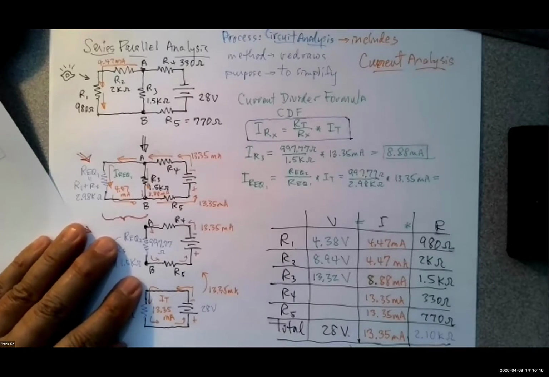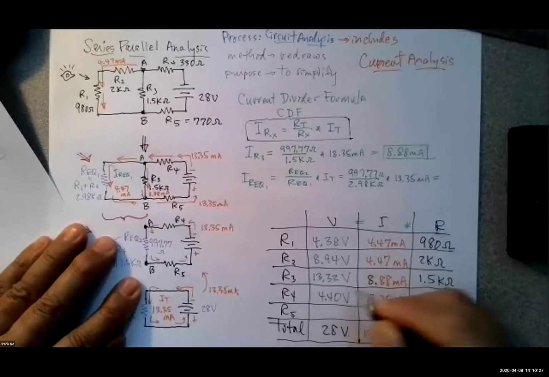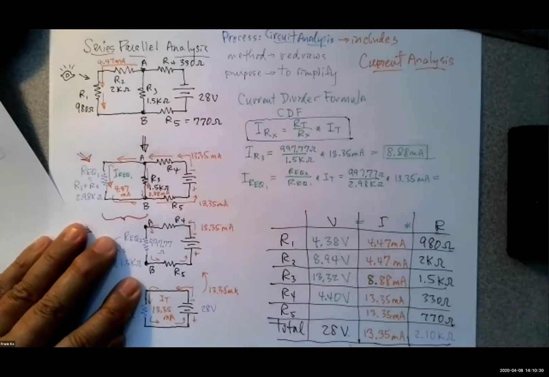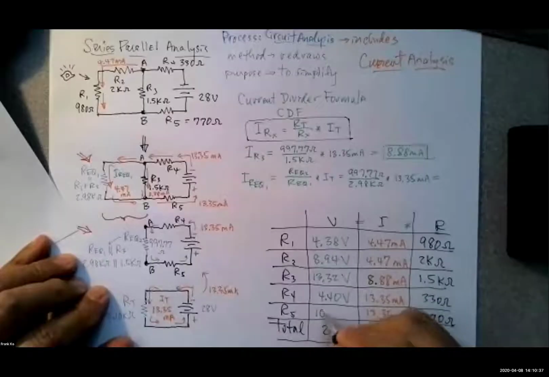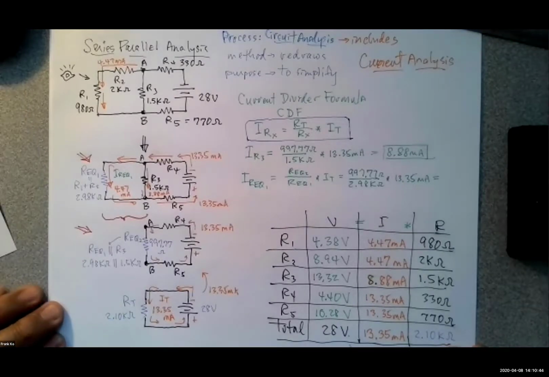The next calculation, Pauline, for VR4. VR4 is 4.41 volts. Okay, I have 4.40 volts. We're good. We're within a hundredth of a decimal place. Rebecca, what was your calculation for VR5? 10.26 volts. Very good. I got 10.28 volts. We're within a few hundredths of a decimal place. Wow, pretty good, my friends. You did really, really well on this series parallel circuit analysis.